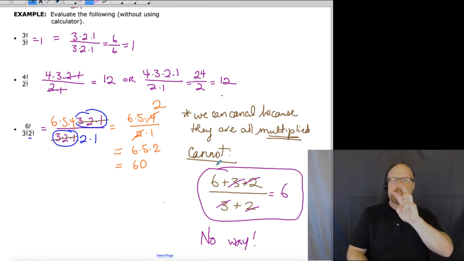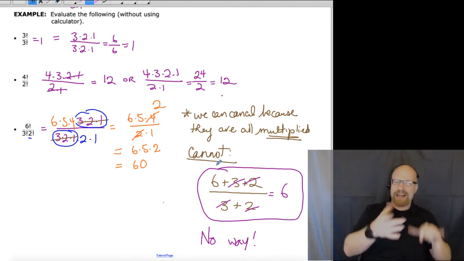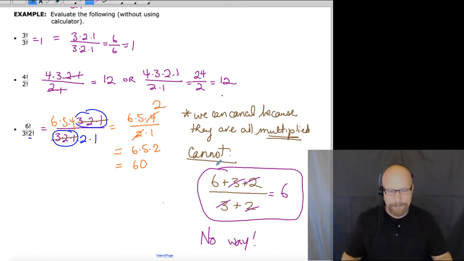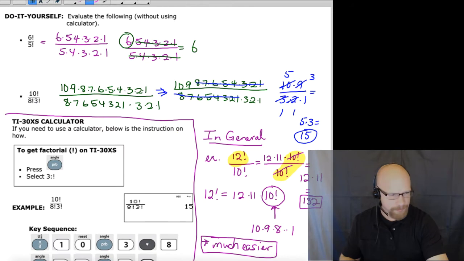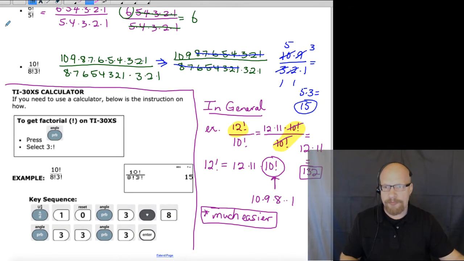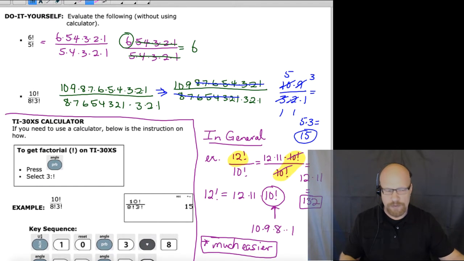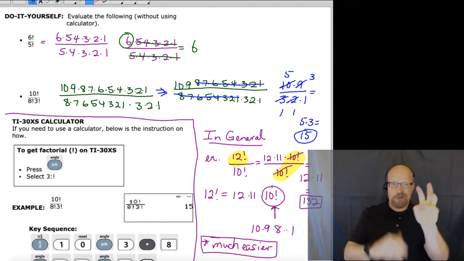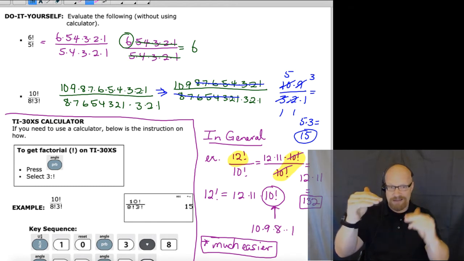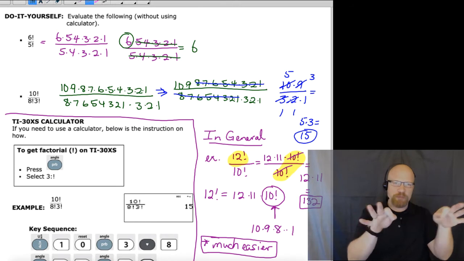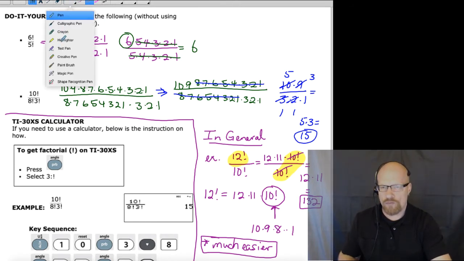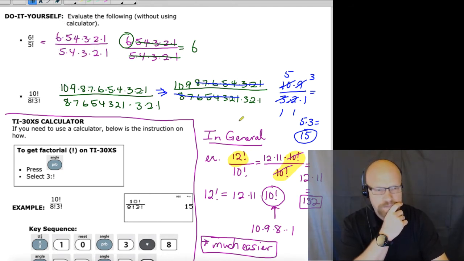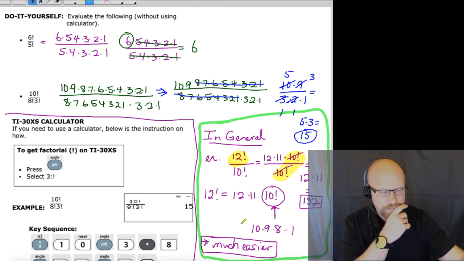So now, like I said before, if we had 6 plus 3 plus 2, you can't do that. It's not the same thing as multiplication. Okay? Now, at the top you can see all their examples: 6 factorial, 5 factorial equals 6, 10, 8, and 3. You can see that. I have a general explanation over here.